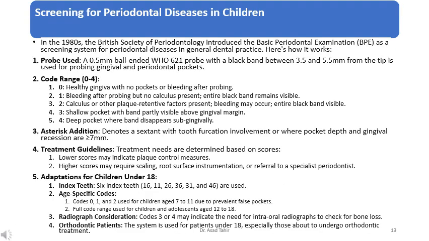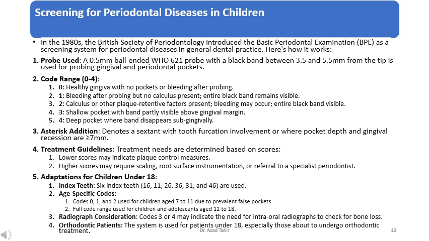Screening for periodontal diseases in children. In the 1980s, the British Society of Periodontology introduced the Basic Periodontal Examination, BPE, as a screening system for periodontal diseases in general dental practice. Here's how it works. Probe used: a 0.5 mm ball-ended WHO 621 probe with a black band between 3.5 and 5.5 millimeters from the tip is used for probing gingival and periodontal pockets.